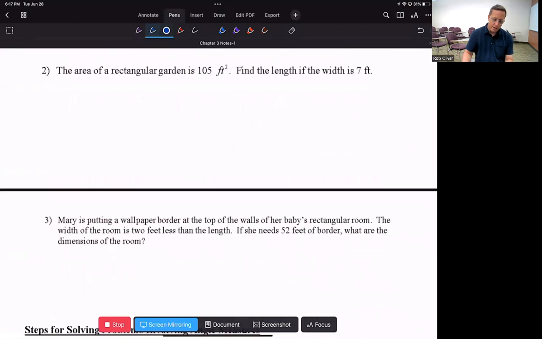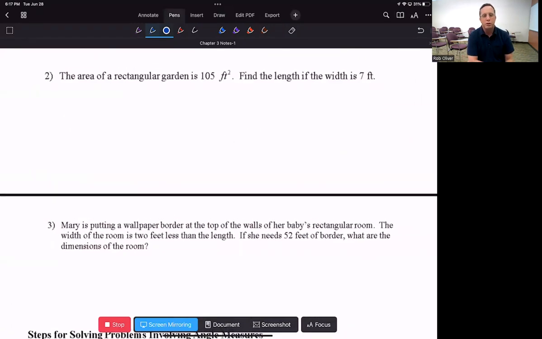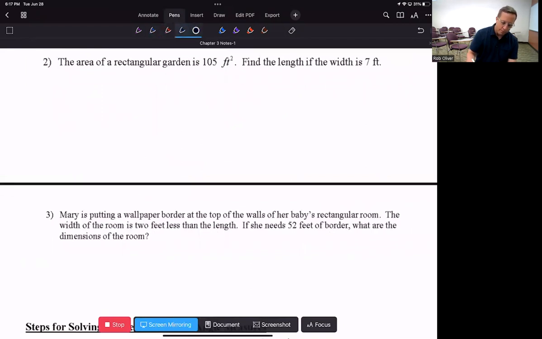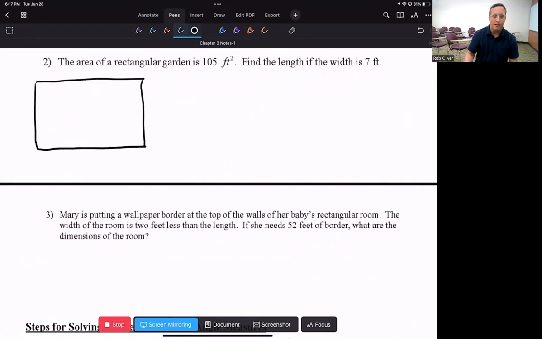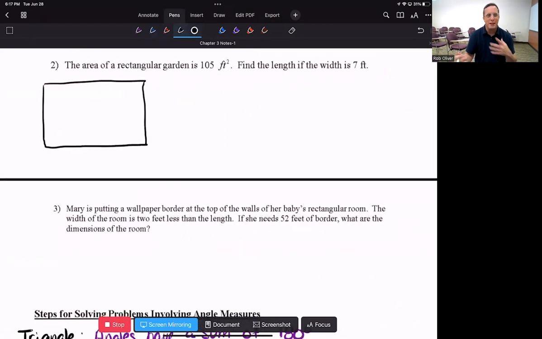So on number 2, it says the area of a rectangular garden is 105 square feet. Find the length if the width is 7. This one's pretty straightforward, and I'm just going to draw a rectangle. Keep in mind that your drawings might not be to scale. You might end up having a longer part where it should be shorter or whatever. Don't worry about that. Fall back on your math and your algebra and make sure that's right. But you're not always going to draw these to scale, which I sometimes do.